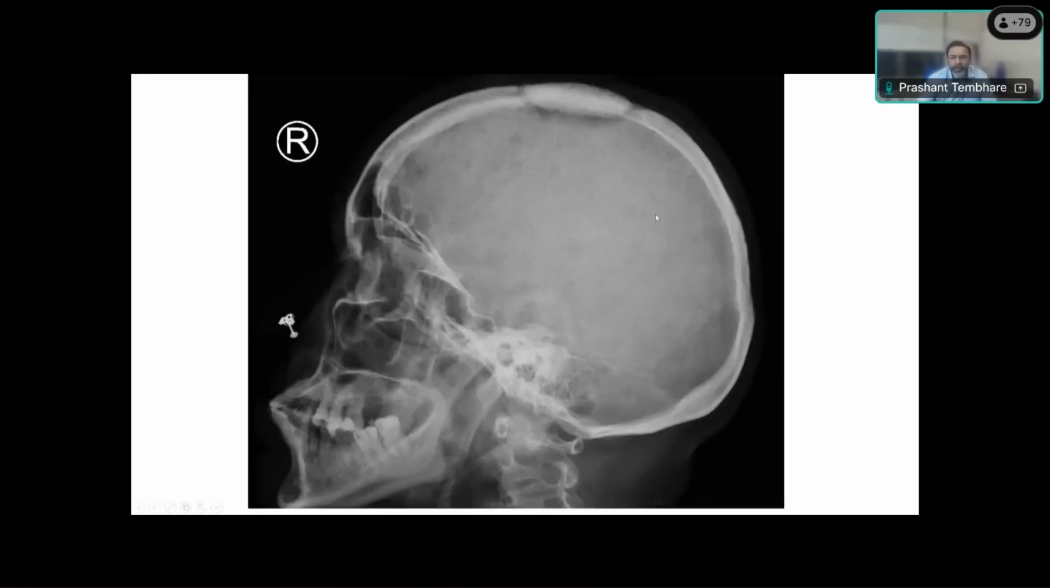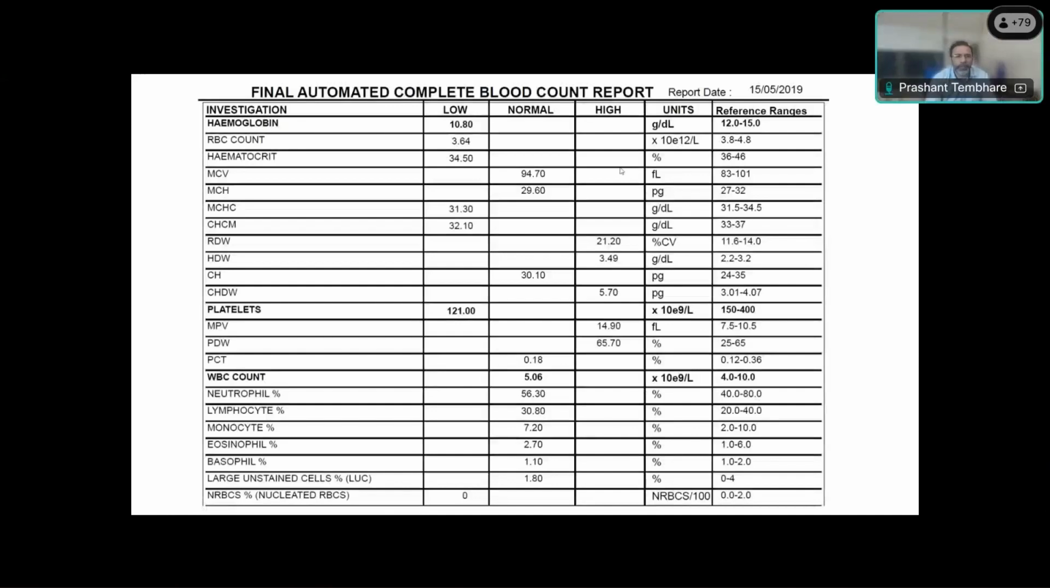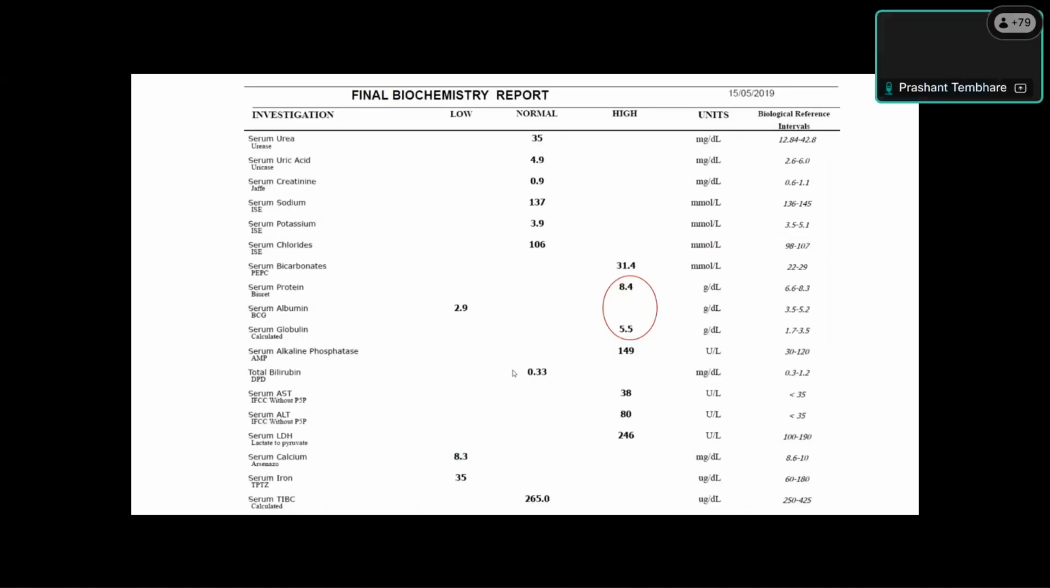So this was the X-ray. You can see there is a lesion here on the head. The patient came to our hospital, and these are the CBC findings from Tata Hospital. You can see the hemoglobin is slightly lower, 10.8. Platelets look close to normal, mildly lower, but otherwise there is no abnormality. Biochemical investigation was done, and you can see the serum protein level is slightly increased. Globulin levels are definitely high. Albumin level is also mildly low, borderline.